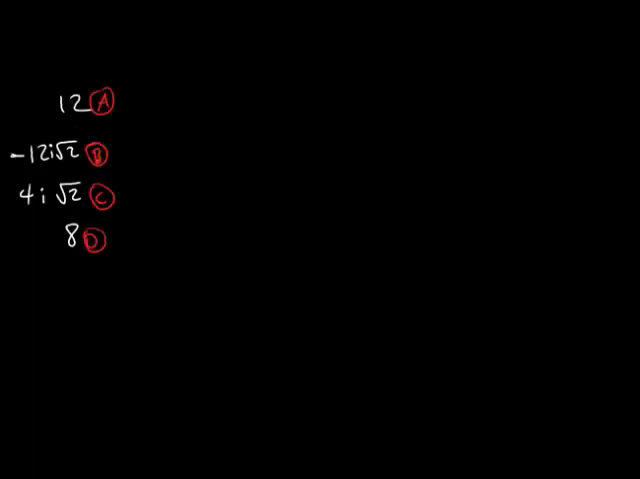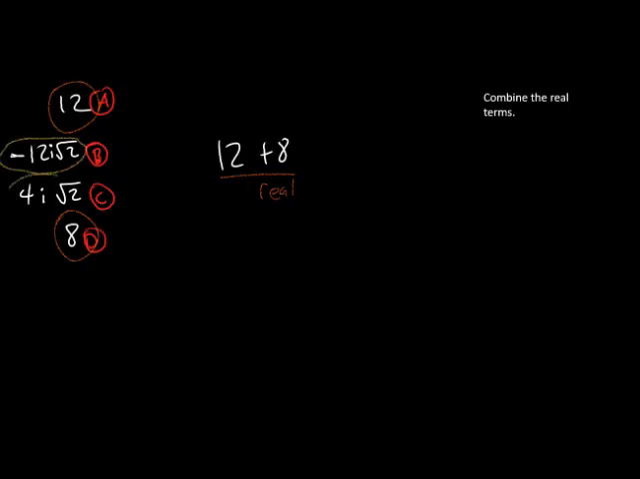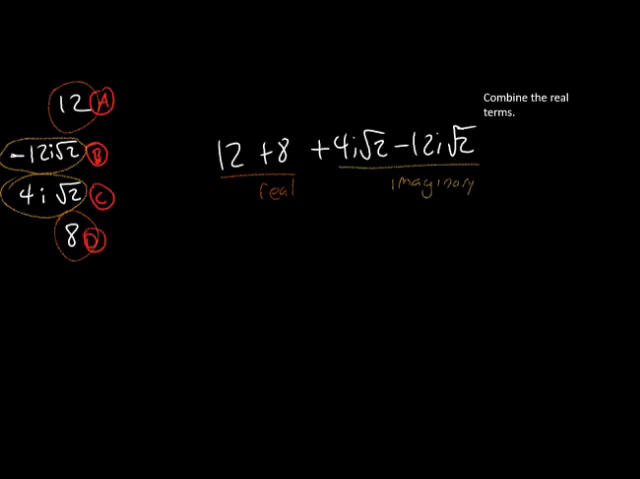Now that we have all four of the terms next to each other, let's try to combine the real terms. Our real terms that have no i are the 12 and the 8. Together, those will make our real part of the answer. We'll say 12 plus 8, and we'll note that that's the real part. The other two terms contain i, and so they will make the imaginary part. That's term B and C. We can combine the real terms, 12 plus 8, to make 20.